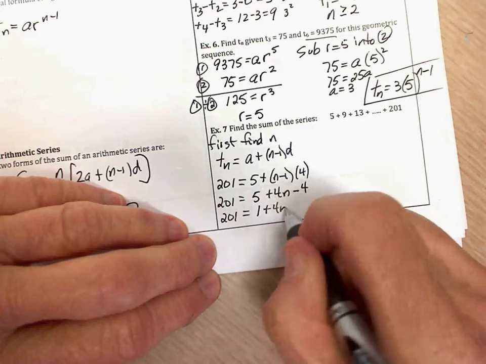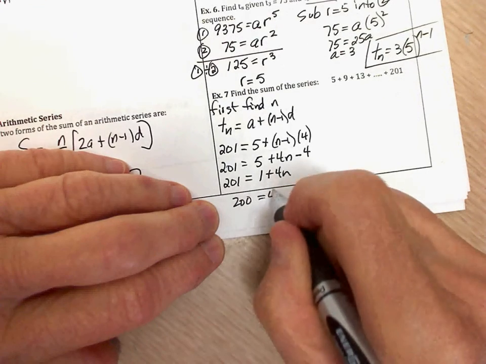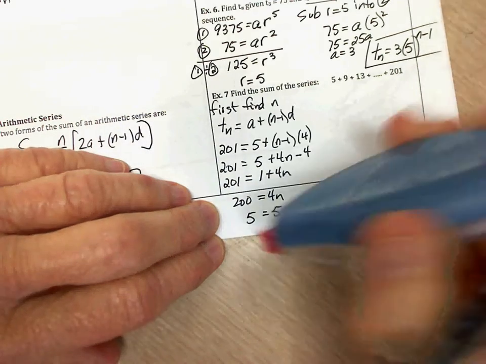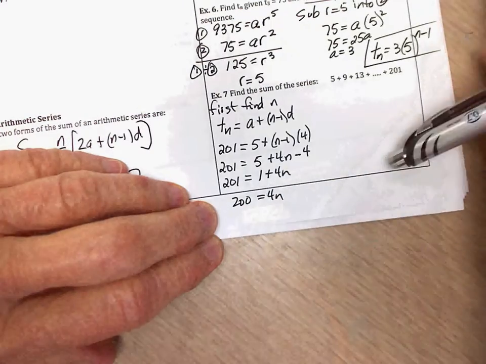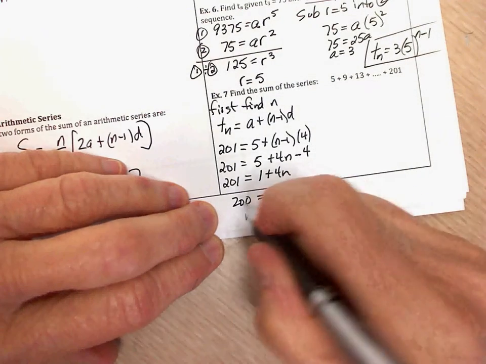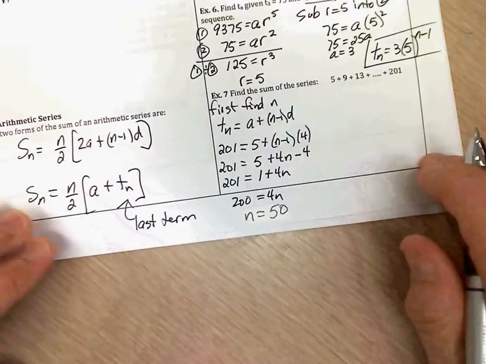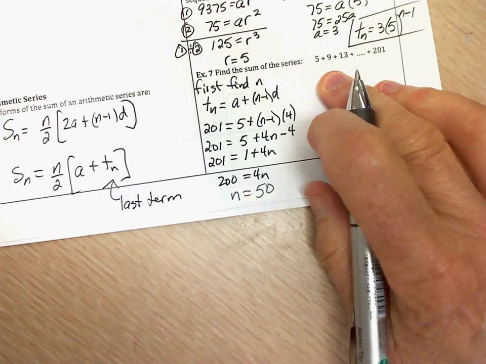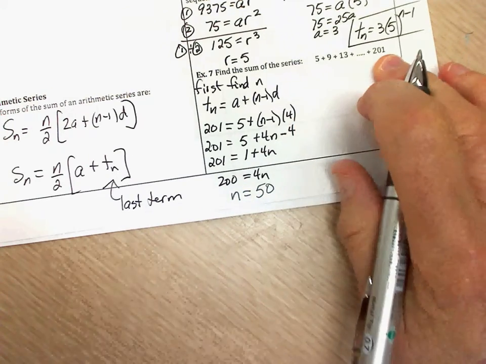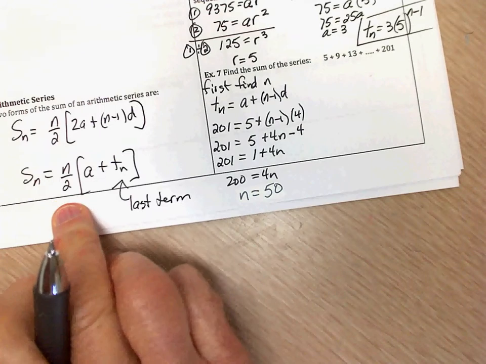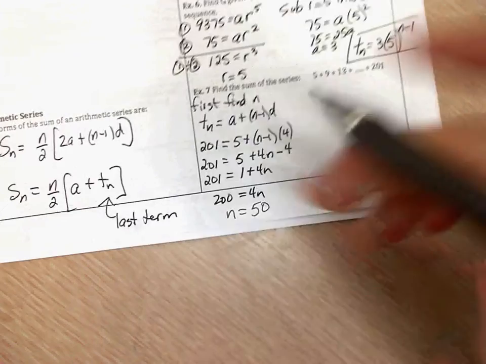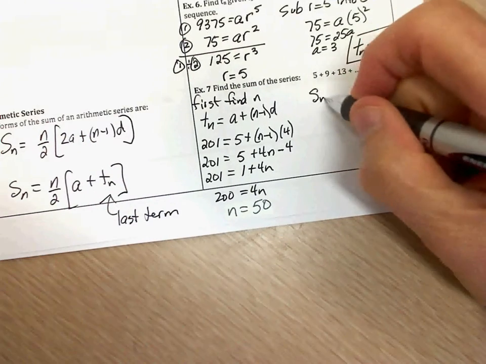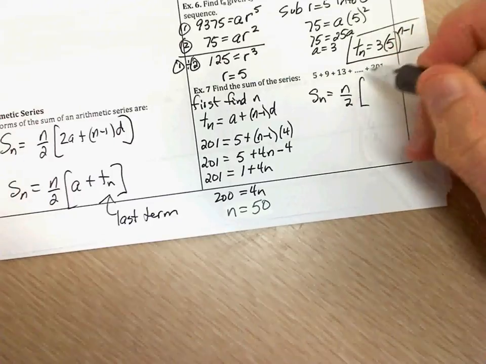200 equals 4n. N is equal to, uh-oh, I don't know why I wrote 5. My mind was thinking ahead to the 50. N equals 200 divided by 4, which is 50. So now I can find the sum of this arithmetic series using this form. This is the simplest one to use in this case. So I'm going to use this one. You can use this one, why not? But I like simple. So Sn equals n over 2 times a plus t sub n.